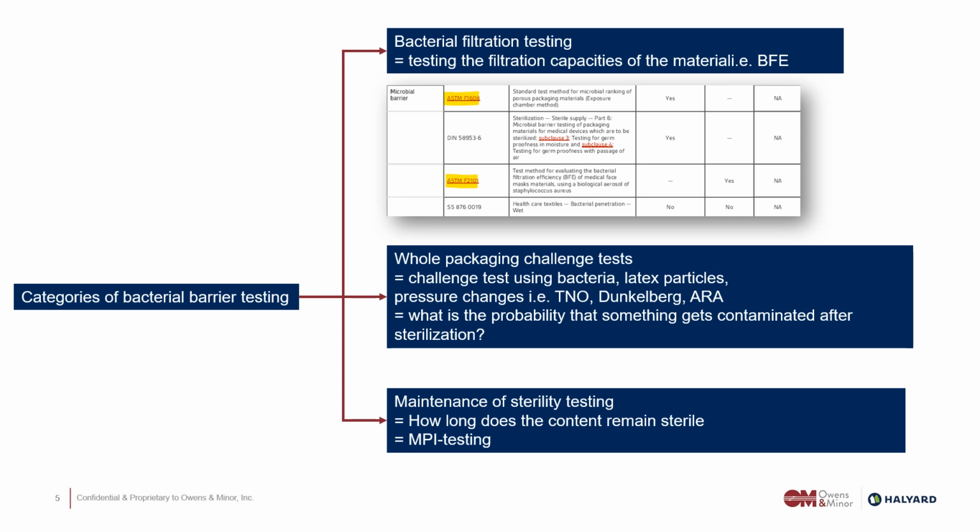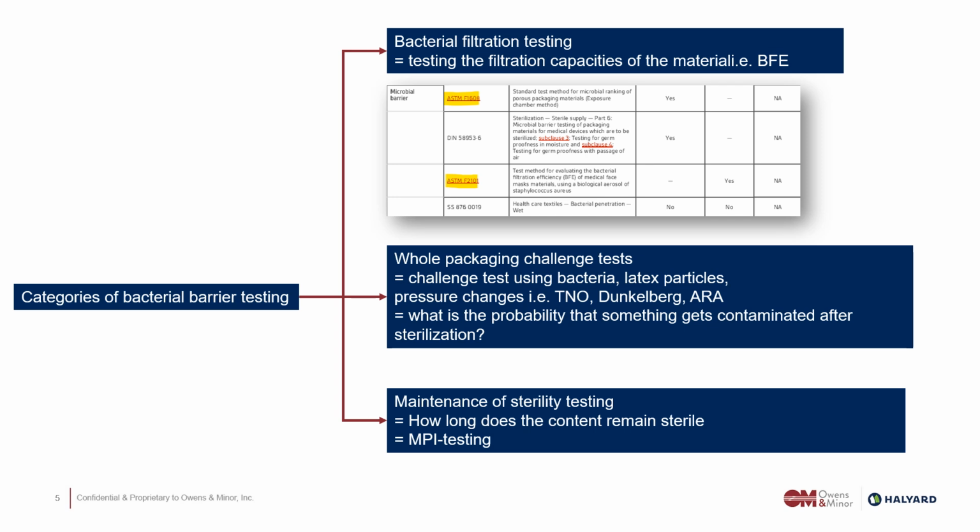The second category is the whole packaging challenge tests. What are we doing there? You know the TNO test, you know the Dunkelberg test, which is at the end of HE465. You know the ARA container study. The principle is always the same or similar.